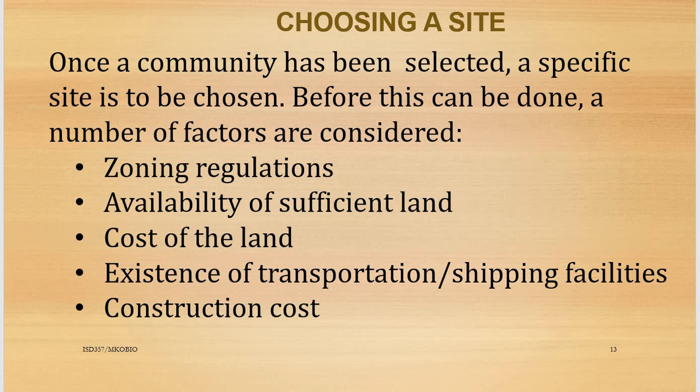So we move on to choosing a site. Once you have passed through those factors to select a community, you must also choose a site. That is, you find a particular place within that community where you would want to operate. First, the zoning regulation. At that particular zone that you want to center yourself in, what are the regulations? What are the rules over there? Will the rules help you to make sure that your business or your operations run smoothly? These are the things that you should consider.